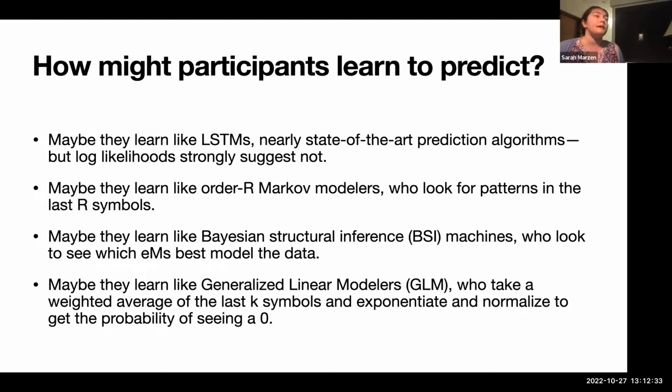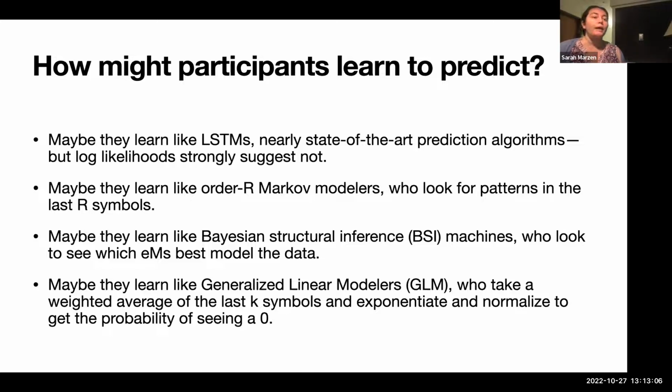Okay, so that would be like if at the end of the experiment, they really could draw the hidden Markov model. Or maybe they learn like generalized linear modelers, who take a weighted average of the last k symbols and exponentiate and normalize to get the probability of seeing 0. So this would not be a particularly smart strategy, but it would be a statistical strategy where basically they say, well, I don't really know what's going on. I'm not going to really learn something about the structure, but I'm going to do something that statistically makes some sense. Then I'll get a better and better answer as I see more and more data.